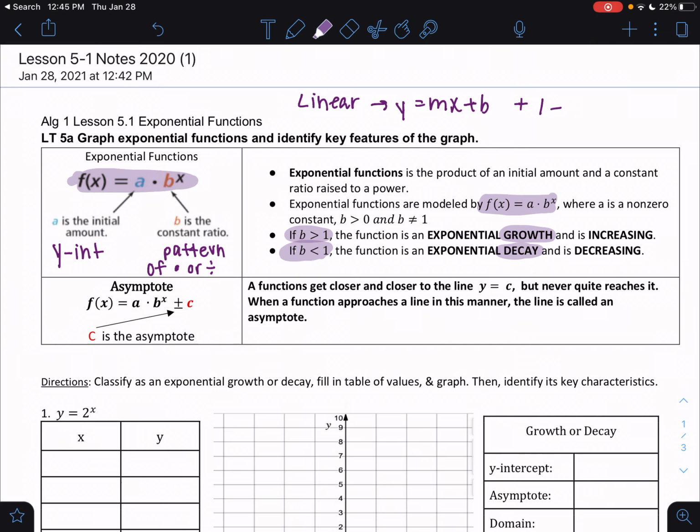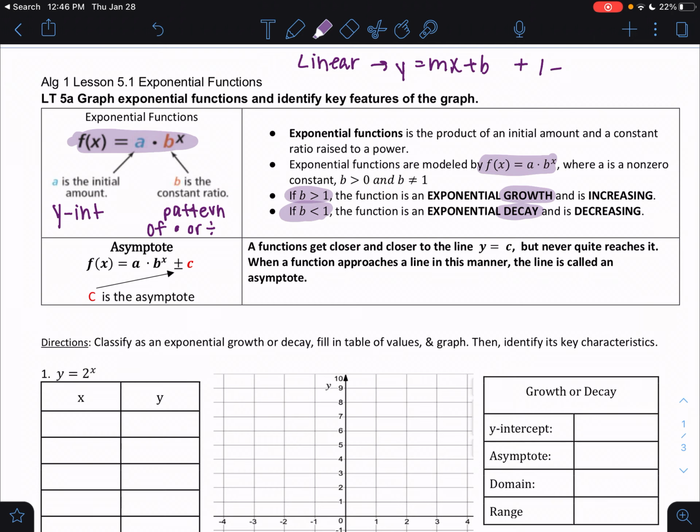And then we have asymptotes. Functions get really close to this asymptote, but they don't ever reach it or cross it. That is represented by y equals c when we have plus or minus something at the end of our equation. If we don't have anything, then it's just 0. And this is going to be horizontal. If you remember, y equals something is a horizontal line, so our asymptote will be horizontal.